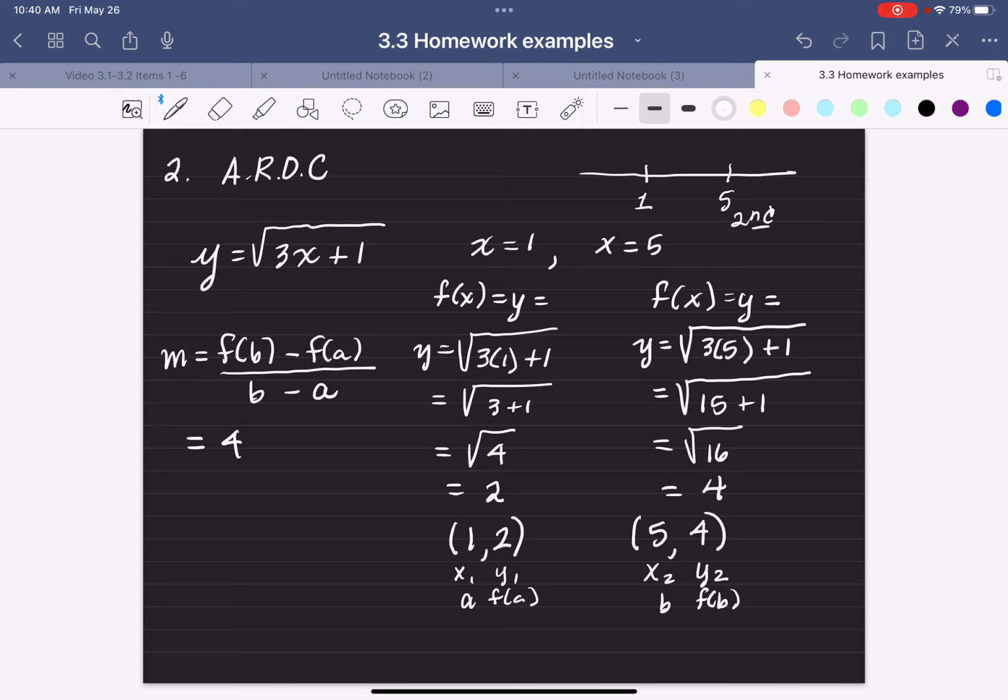So we're going to subtract from that f of a. That's going to be a minus 2. And then our x's were 5 and 1, so that's going to be 5 minus 1. So 2 divided by 4, which of course is just a fraction that reduces to 1/2. So our average rate of change is 1/2 on this curve between x equals 1 and x equals 5.